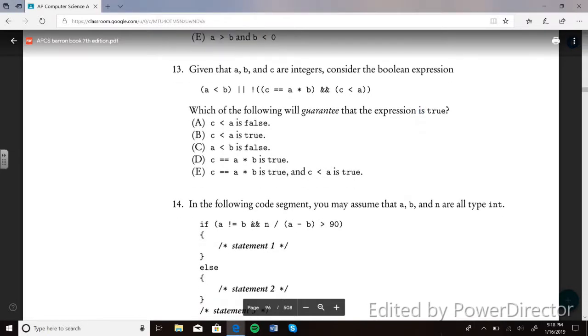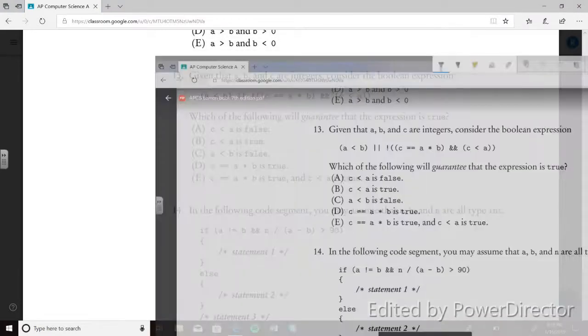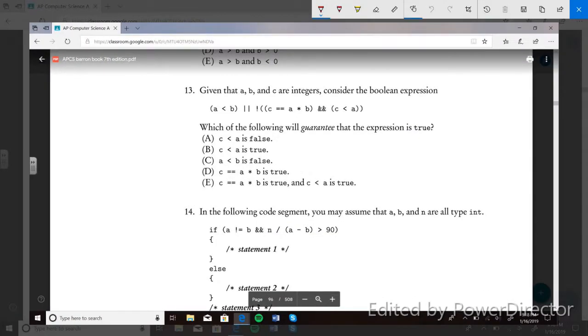So for number 13, they give you a Boolean expression and they want a condition that guarantees that it's true. So you would go through the options for this one. For A, it says that C is less than A is false. If this was false, the and would automatically become false. This whole statement would be false, but that would be good because the not is on the outside. So this whole thing would actually evaluate to be true. And since this is an or, one side is true, which means that it evaluates to true. So the right answer would be A.